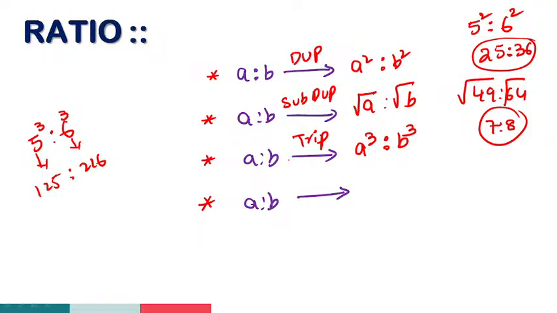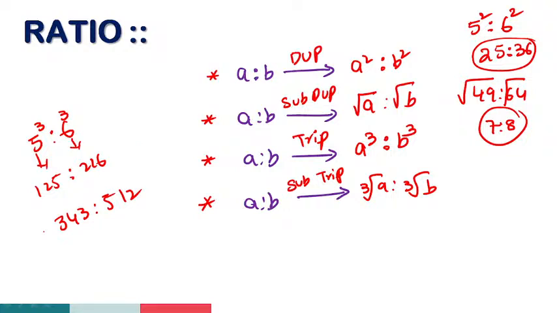Coming to the next point, A is to B subtriplicate ratio. Subtriplicate ratio is cube root of A is to cube root of B. For example, 343 is to 512. What is the subtriplicate ratio?